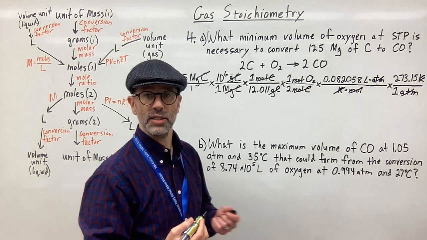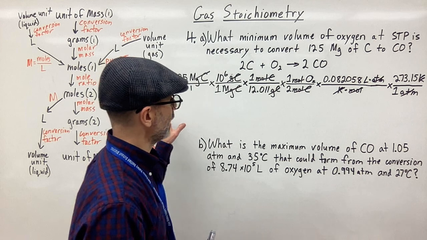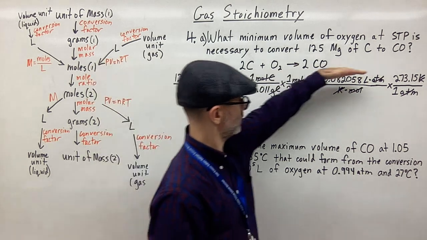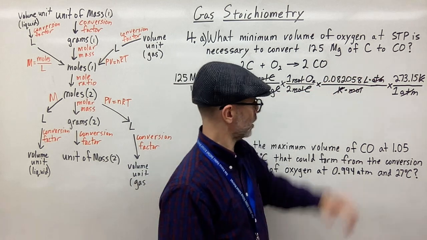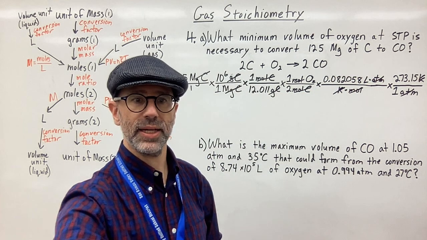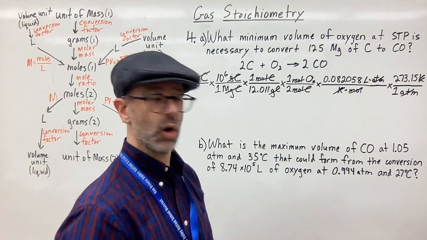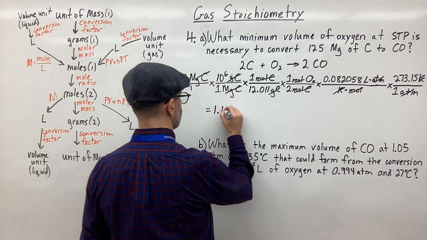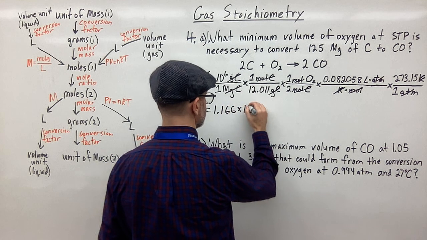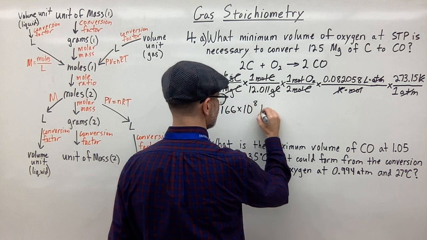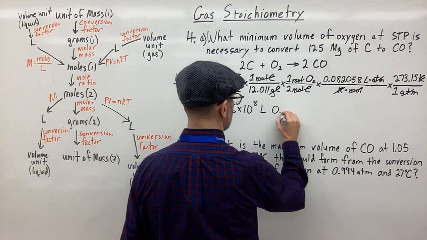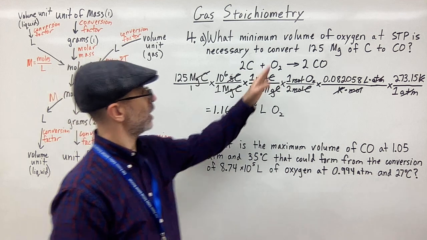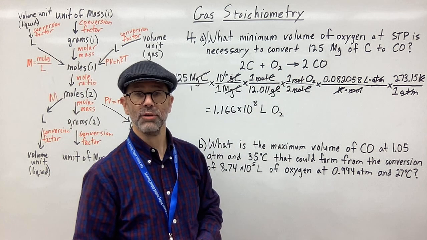So we are now done. All we need to do is go ahead and calculate this out. We're going to multiply across the top and divide by everything on the bottom, and we'll get our answer. And when we do, it is 1.166 times 10 to the 8th liters of oxygen. So that is the amount of oxygen we need to react completely with 125 megagrams of carbon.